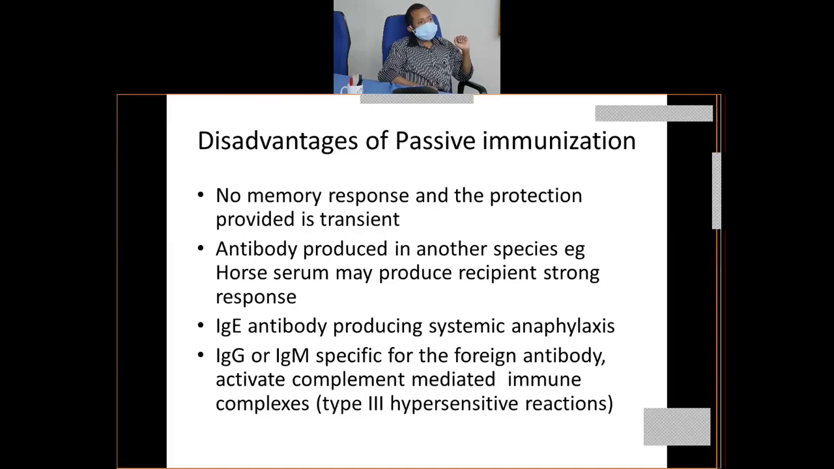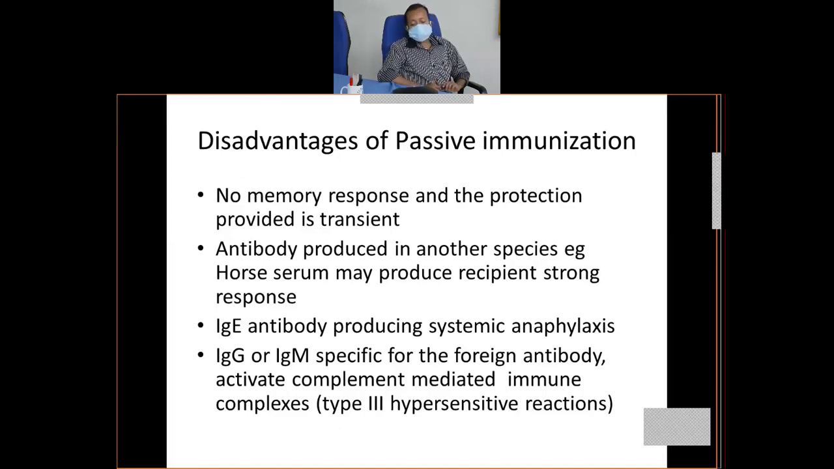Then, what are the drawbacks of passive immunization? The major drawback is that there is no memory response. You have given the immunoglobulin, so transiently it will protect you, but long-term protection is not there because it has not developed cell-mediated immunity, neither has it activated the B cell response. Memory cells are not there.